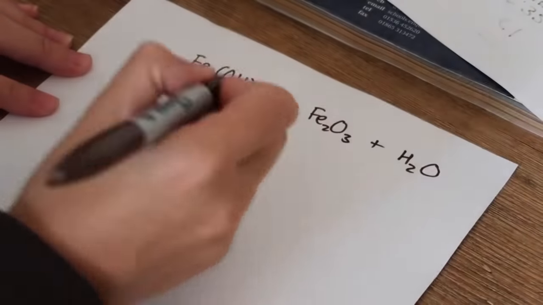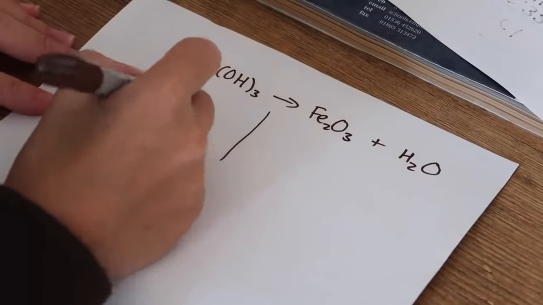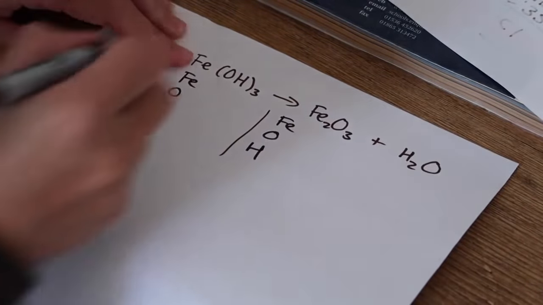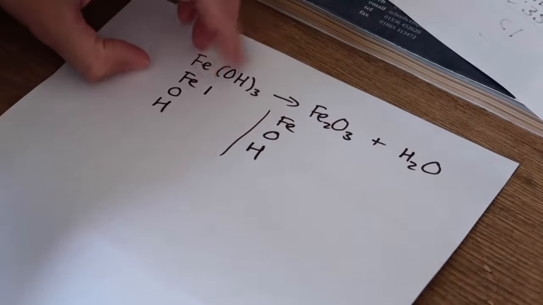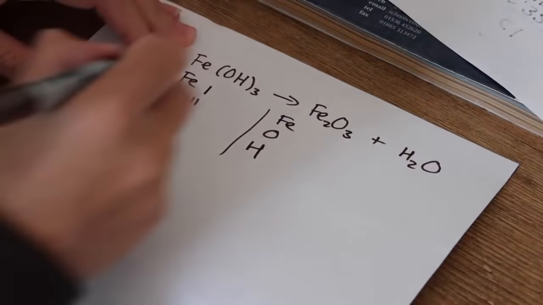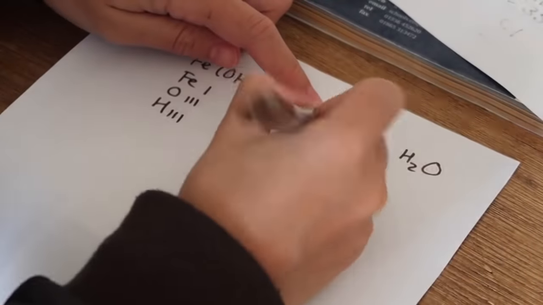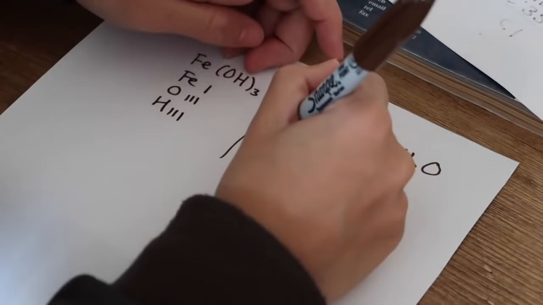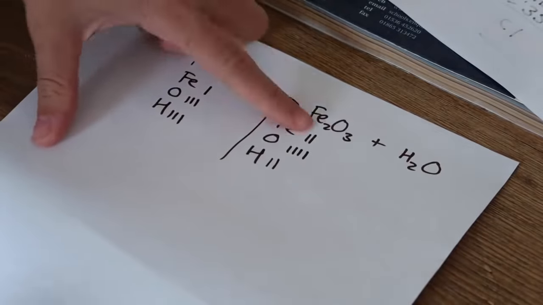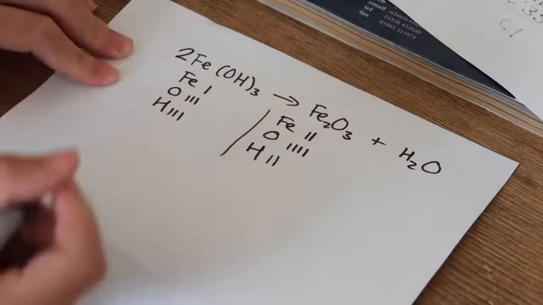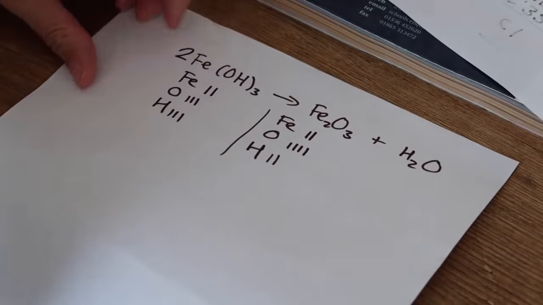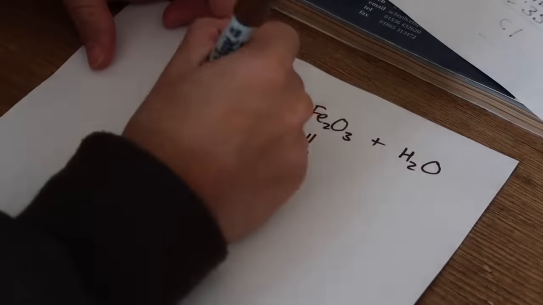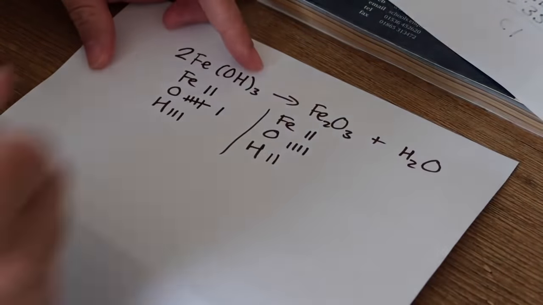Here's another example. So line down the middle, list your elements, iron, oxygen, and hydrogen. Copy them across. And then tally chart, we've got 1 iron, the 3 applies to everything inside the brackets, so that's 3 oxygens, 3 hydrogens, 2 ions, 3 plus 4, so that's 4 oxygens, and then 2 hydrogens. The obvious thing here to do is match up those ions first of all, so we're going to put a 2 there, adjust, and the 2 applies to everything. So you now have 6 oxygens, and you have 6 hydrogens.